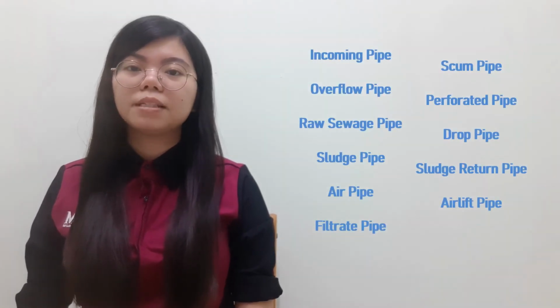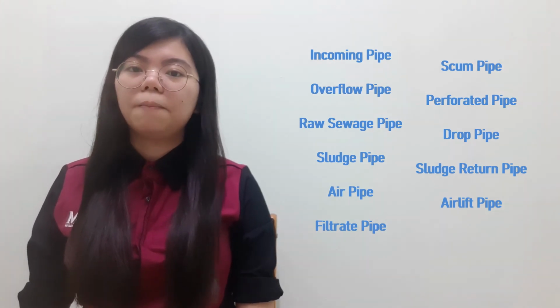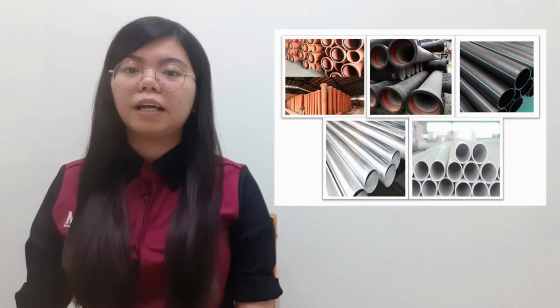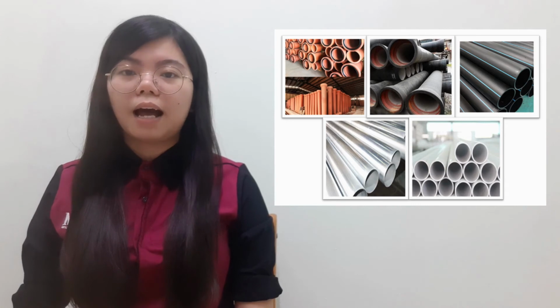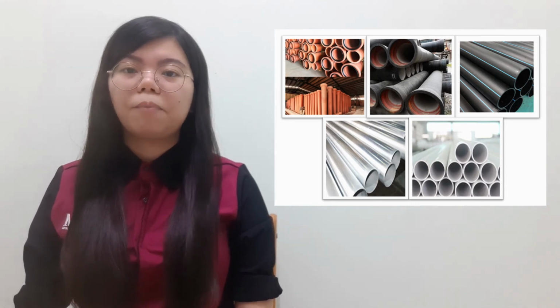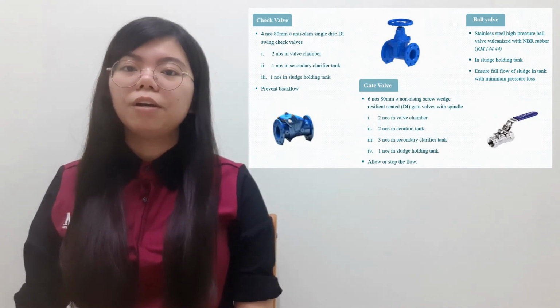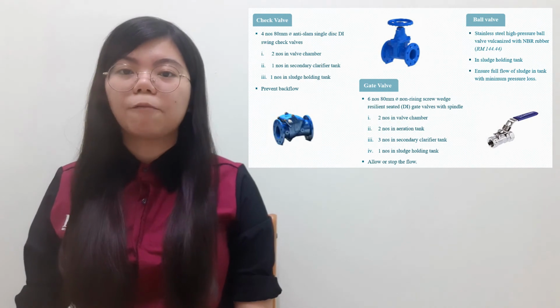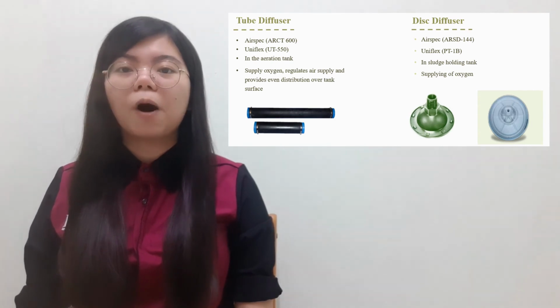There are pipes of various functions including the sludge pipe, scum pipe, airlift pipe, filtrate pipe, and so on. They are made up of vitrified clay, ductile iron, high-density polyethylene, galvanized iron, and polyvinyl chloride. Then we have check valves, gate valves, and ball valves. Tube diffusers and disc diffusers are used to supply oxygen.